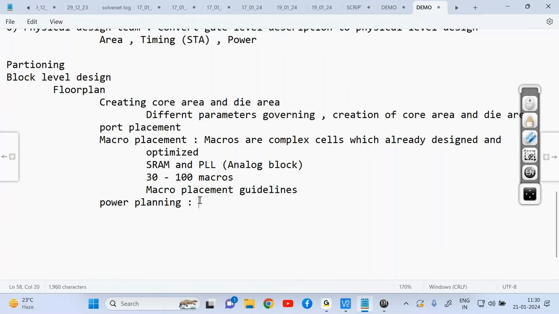Sir, excuse me, sir. Hey, tell me. Sir, is it good to say that macros are standard cells, but standard cells are not macros? Can we say that?